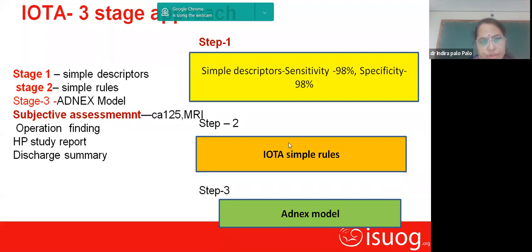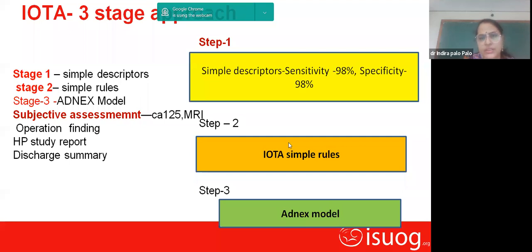Most, 45 to 46% of masses, you can diagnose by the simple descriptors. It has a high sensitivity and specificity, and those masses which cannot be diagnosed by simple descriptors, we can apply the IOTA simple rules. Another 25 to 30% of masses can be diagnosed with IOTA simple rules. And the remaining 18 to 20% of masses, which cannot be classified by simple descriptors or IOTA simple rules, should be subjected to the ADNEX model or referred to a higher center for a second opinion.